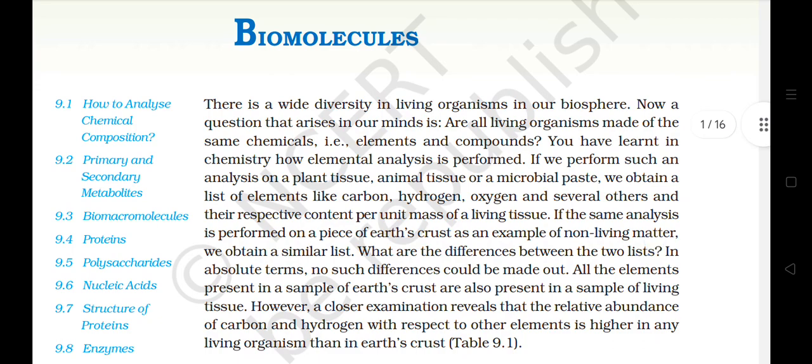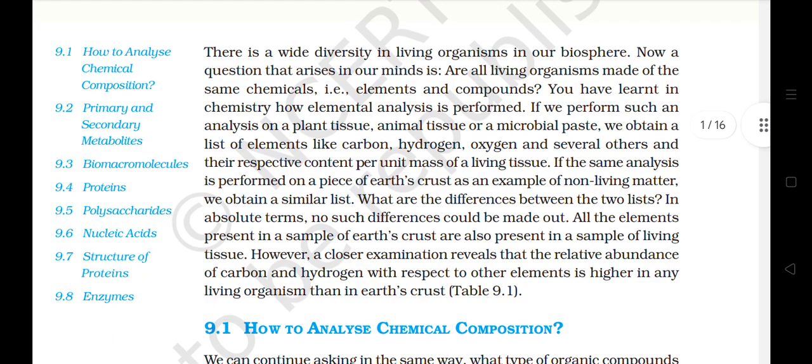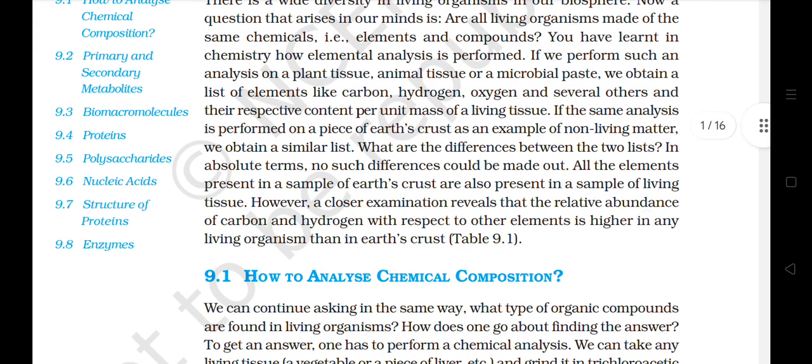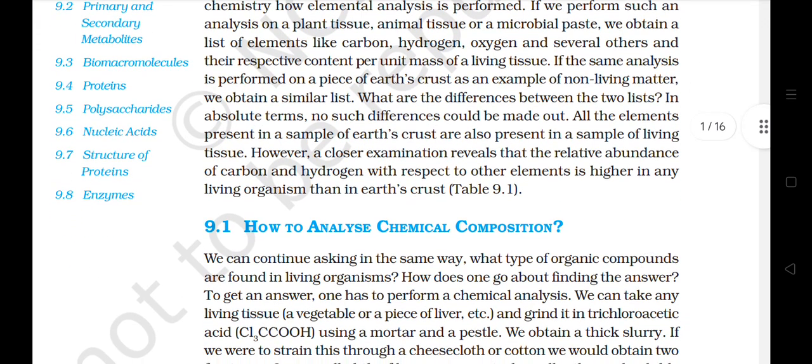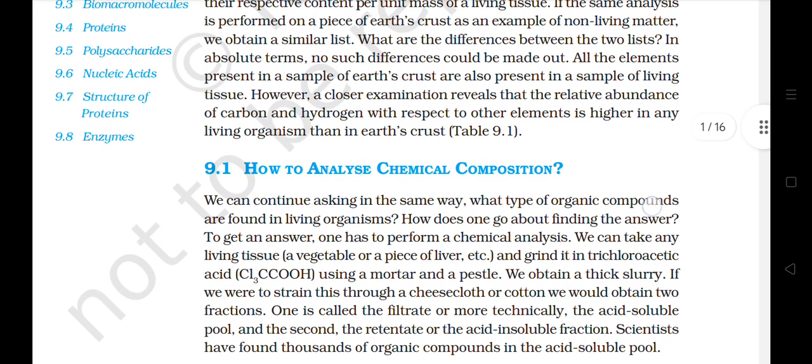You have learned in chemistry how elemental analysis is performed. If we perform such an analysis on a plant tissue, animal tissue, or a microbial paste, we obtain a list of elements like carbon, hydrogen, oxygen, and several others, and their respective content per unit mass of a living tissue. If the same analysis is performed on a piece of earth crust, as an example of non-living matter, we obtain a similar list. What are the differences between the two lists in absolute terms?